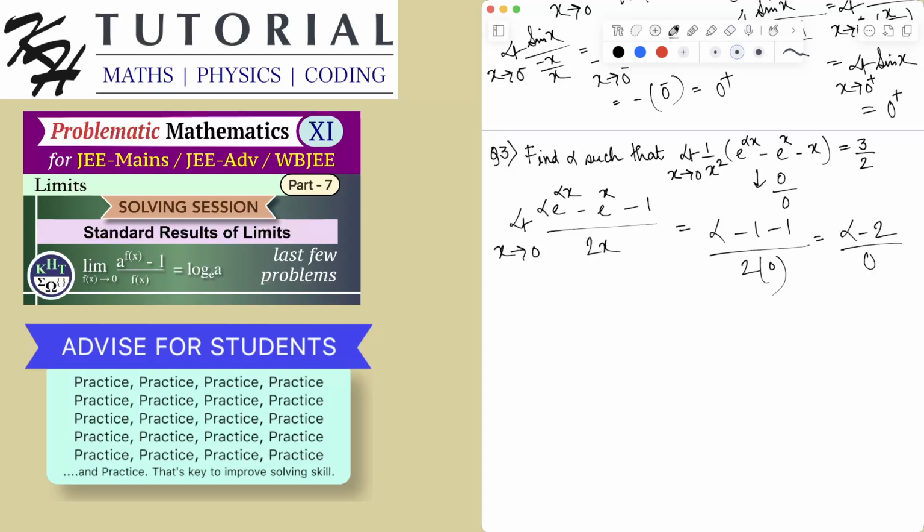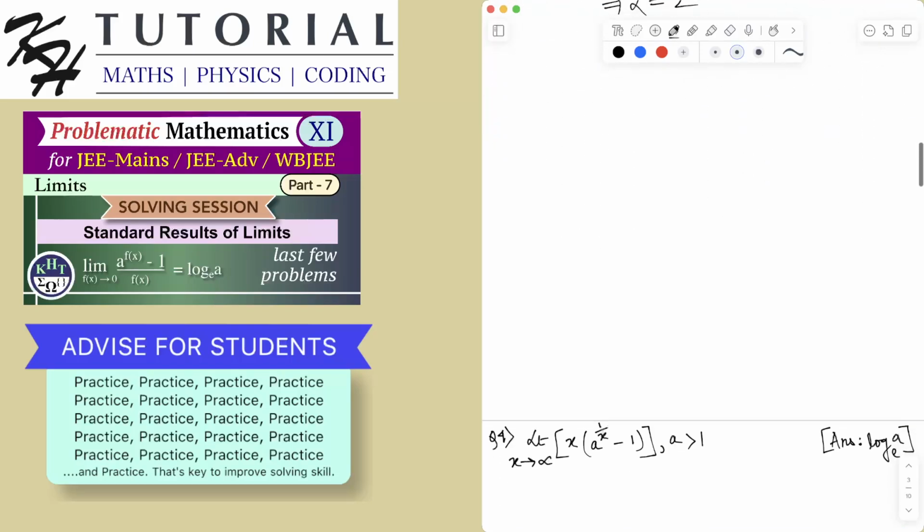At this stage, after applying L'Hopital's rule once, we are having this. Now in the denominator we are having 0, and if I substitute x near 0, we have alpha minus 2 divided by 0, which can only be solved when the numerator will also be 0, because we are given the limiting value is 3 by 2. That is, it exists and it is finite. So clearly alpha minus 2 should be 0. This implies alpha is equal to 2.